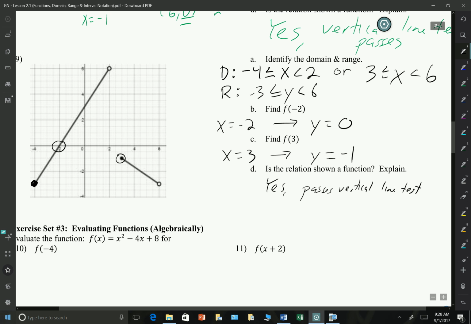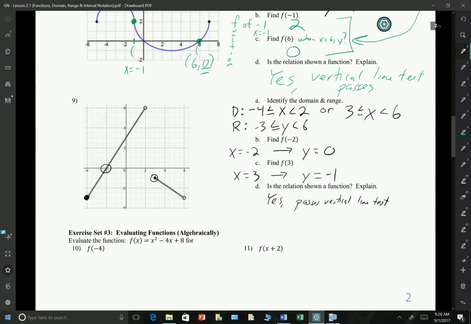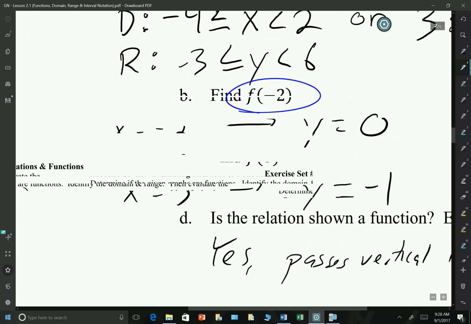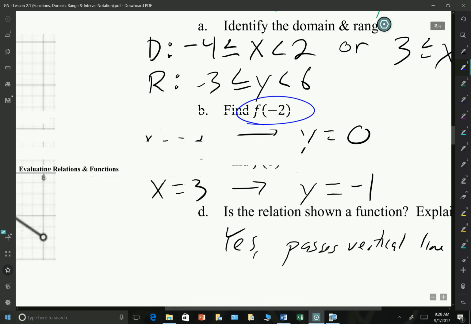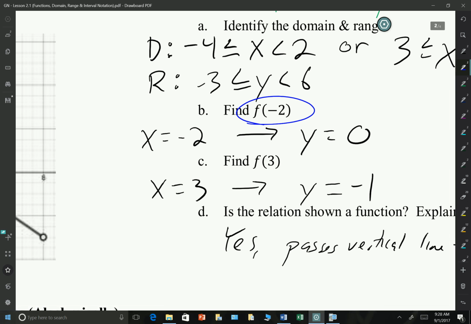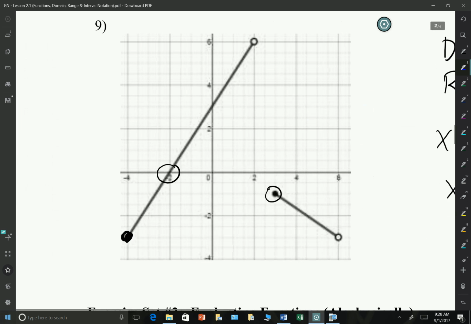That's domain and range. Good? Then let me ask you this question. What did this mean? f of negative 2. What did that mean? x equals what? And you plugged it into the function, but you didn't have an equation to plug it into. You plugged it into the graph, right?